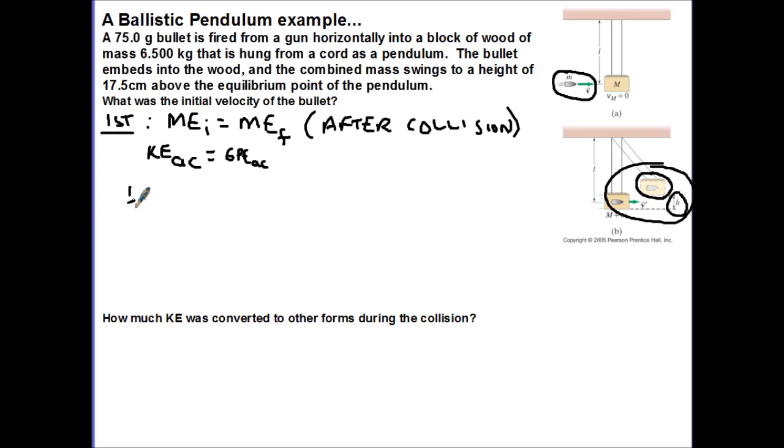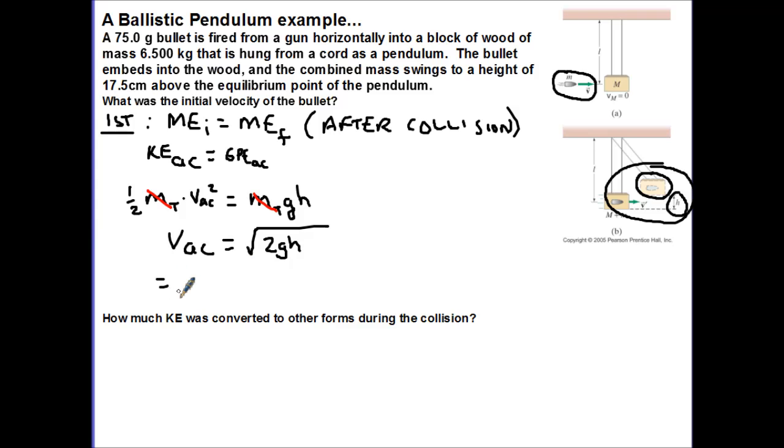So that would be 1/2 the total mass. So I'm going to write M total times V after the collision squared. Ends up going to mass total, the total mass, times G, times change in height, and the height is how high it rose. Now at this point, you can see that the total mass cancels out, and if I want to determine the speed of the bullet and block right after the collision, that's simply done by just saying that VAC is equal to the square root of 2GH.